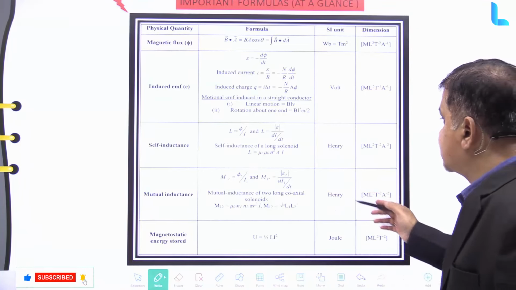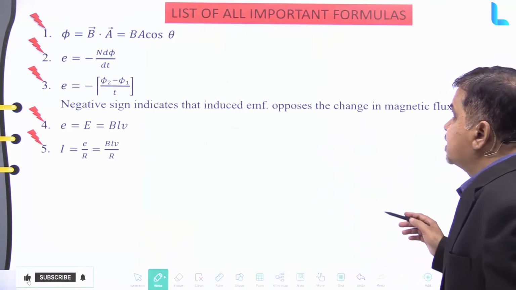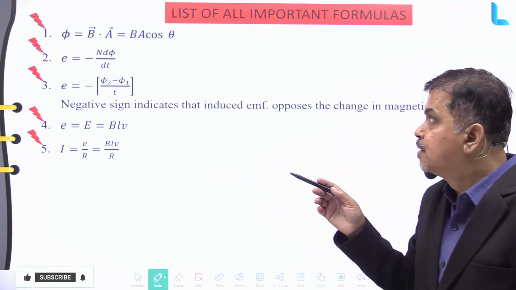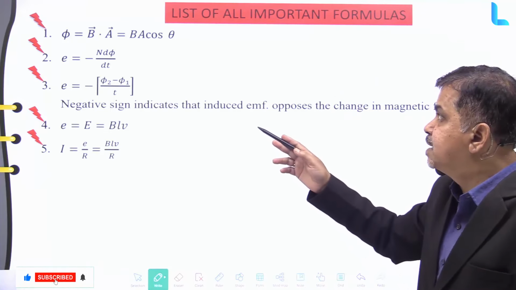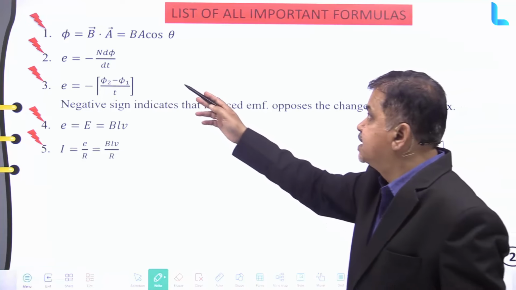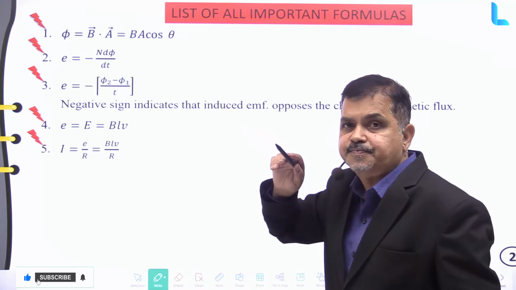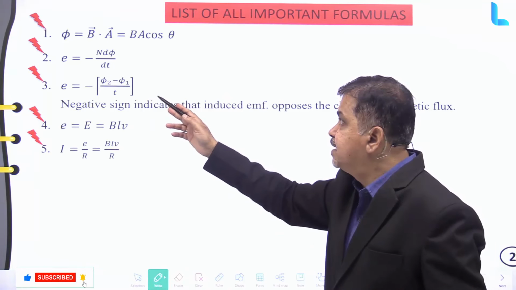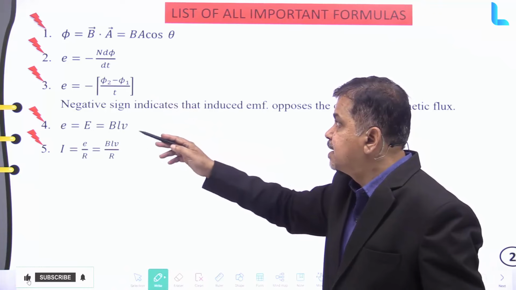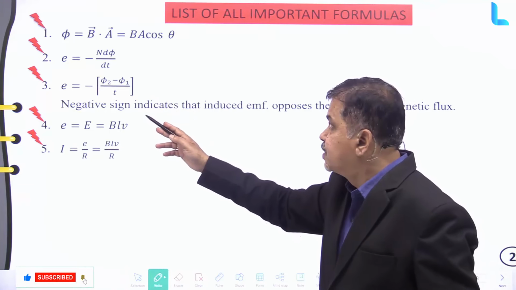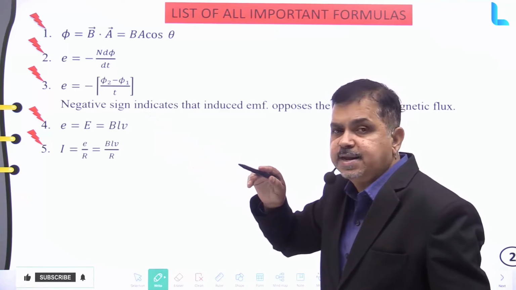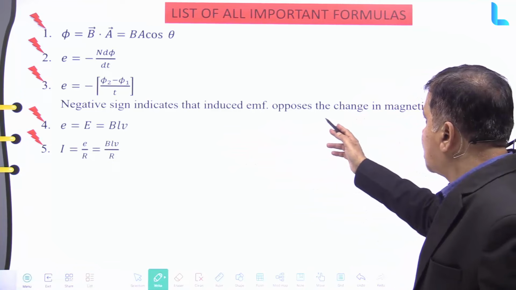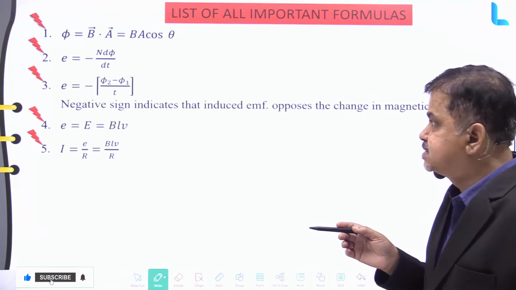So this table gives us a summary of all the important formulas, their physical quantities and their mathematical definitions. Now let us take up some more important formulas. The flux phi equal to B dot A in vector form, which is equal to BA cos theta, and E is given by minus N d phi divided by dt, which is also equal to minus of phi 2 minus phi 1 divided by t. The negative sign indicates that the induced EMF E opposes the change in the magnetic flux.